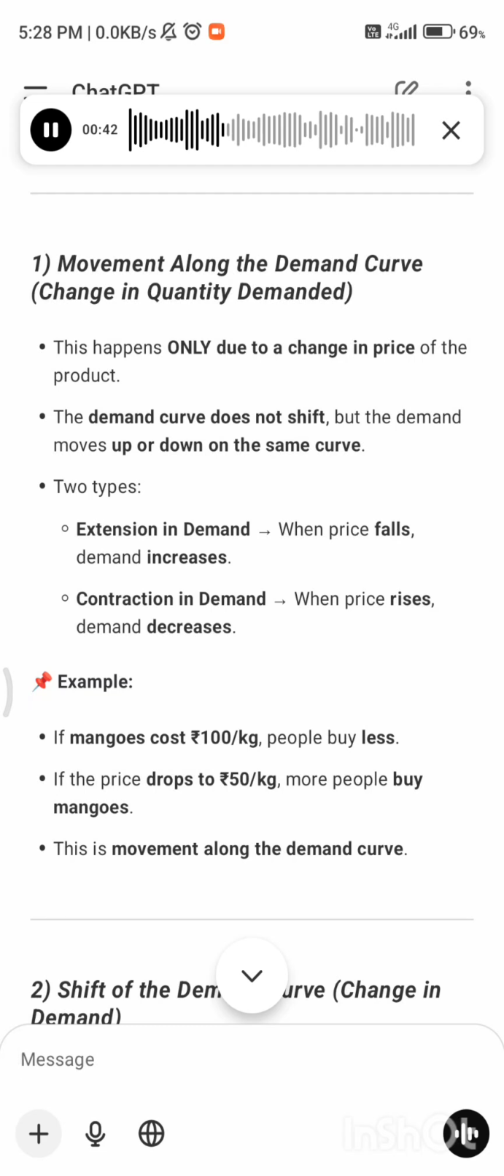Example. If mangoes cost 100 per kilogram, people buy less. If the price drops to 50 per kilogram, more people buy mangoes. This is movement along the demand curve.